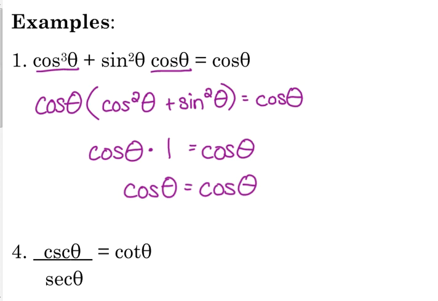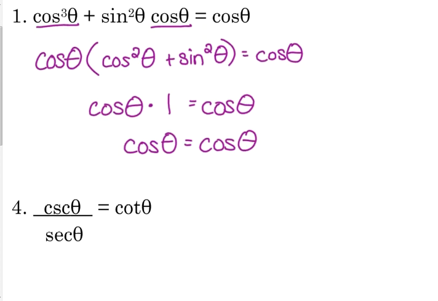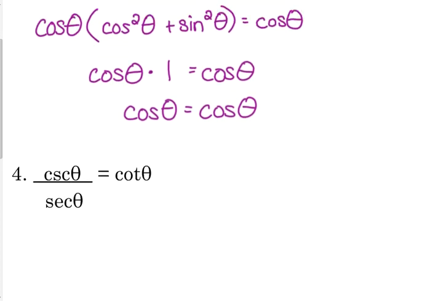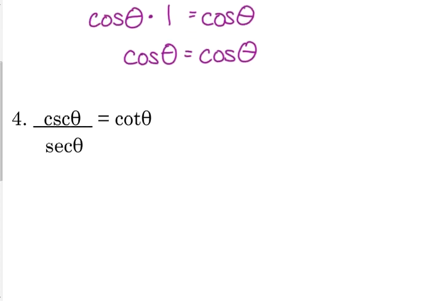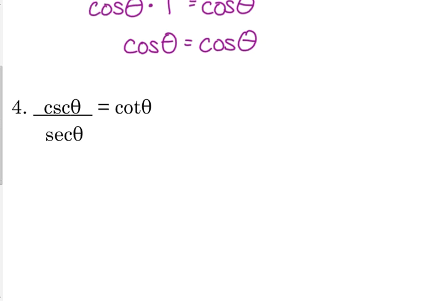All right, let's look at this one, and you're probably wondering why I went from 1 to 4. These are coming off of a worksheet. They're numbered that way. So you'll see here in a minute. All right, so we are trying to prove that the cosecant of theta divided by the secant of theta is equal to the cotangent of theta.